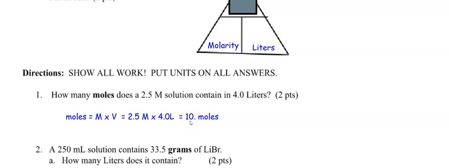And number 2, it says a 250 mL solution contains 33.5 grams of lithium bromide. I bet I need periodic table. So I might as well do this right now, all right? So I looked up lithium bromide, and I have 1 lithium and 1 bromide, and so the molar mass of lithium bromide is 86.84 grams. All right, so let's answer the questions.